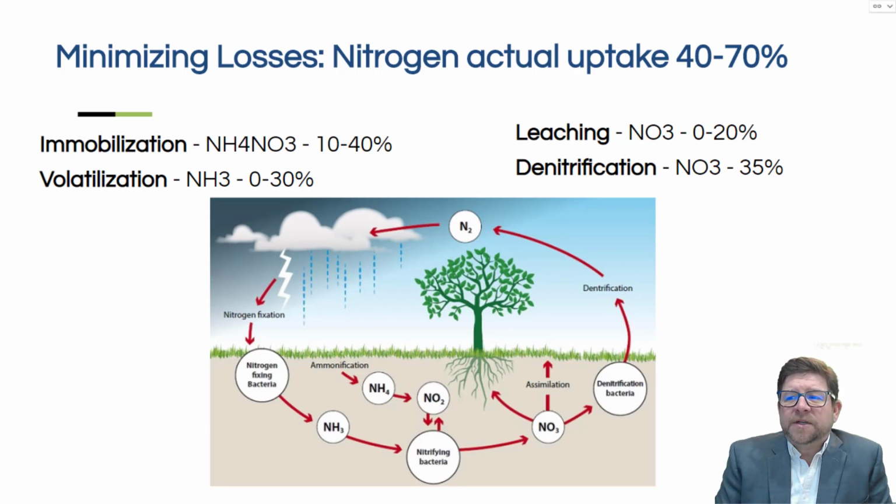Now, when we talk about fertilization and fertilization programs, it's important to note that the reason for our decisions is not based so much on volume as it is based upon losses. Nitrogen uptake is actually only between 40 and 70%, due to the immobilization, volatilization, leaching, and denitrification processes of nitrogen application and the microbes that form these changes. We want to try to minimize these, obviously.